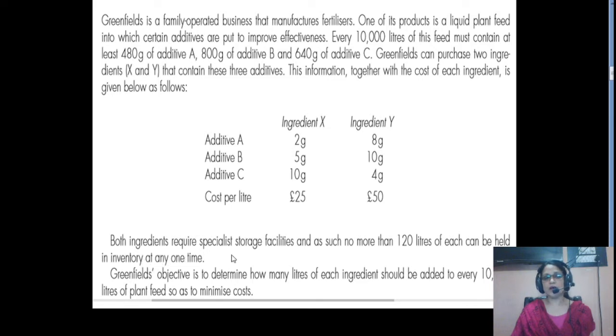Both ingredients require specialist storage facilities, and as such no more than 120 liters of each can be held in inventory at one time. So storage space is another constraint, right? In total we have four constraints: additive A, additive B, additive C and storage space. Now Greenfields' objective is to determine how many liters of each ingredient should be added to every 10,000 liters of plant feed so as to minimize cost. So that is what I have told you right now.